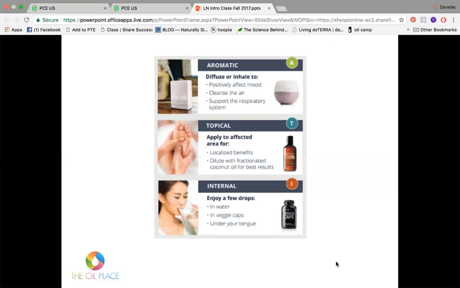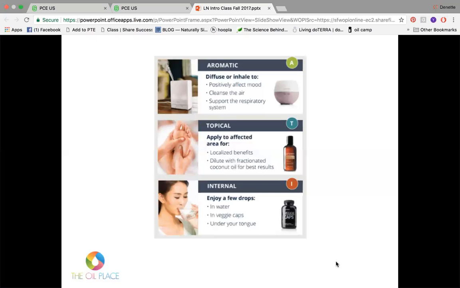The third way that you can use doTERRA essential oils, because they are certified pure therapeutic grade, there's no synthetic added fillers in, is you can take them internally. You can enjoy a few drops in water, veggie caps, or under your tongue. You can also cook with your essential oils like oregano, thyme, cardamom, cinnamon. Those are just a few that we've incorporated in some recipes in our home.